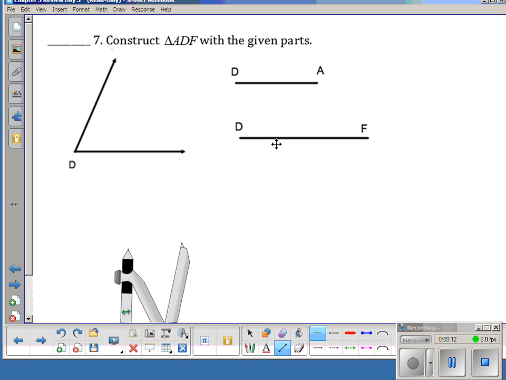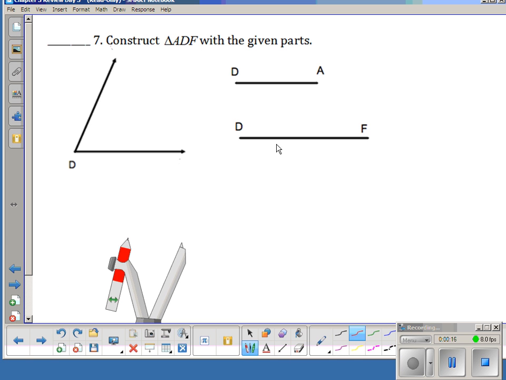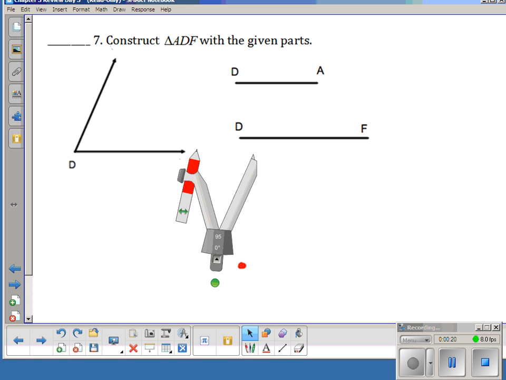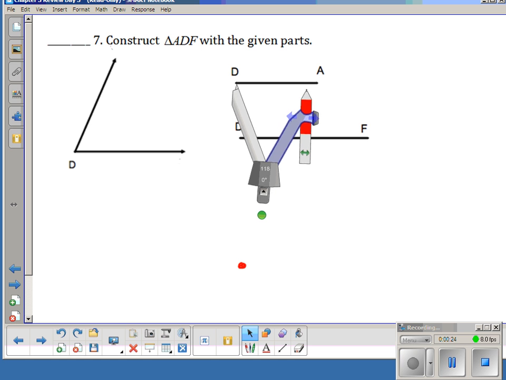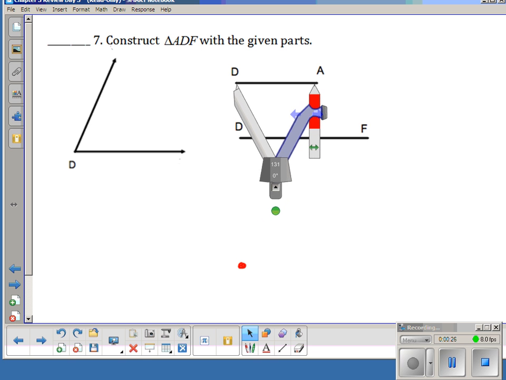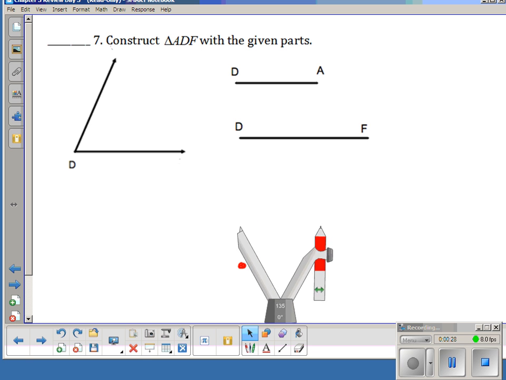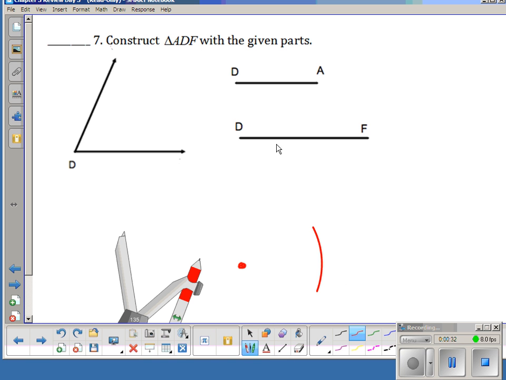All right, so this one says construct triangle ADF with the given parts. So to start, I need to make a starting point always. So I picked a starting point. Okay, I'm going to take my compass and I'm just going to duplicate the first segment, DA. So I measure it with my compass, measure the width, go down here, place it, make an arc. I've just duplicated segment DA.